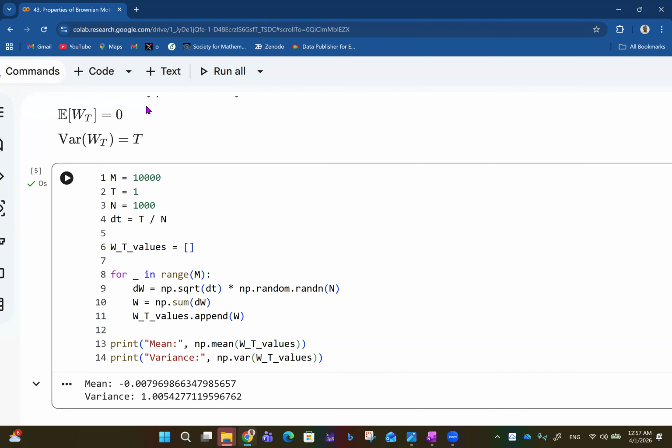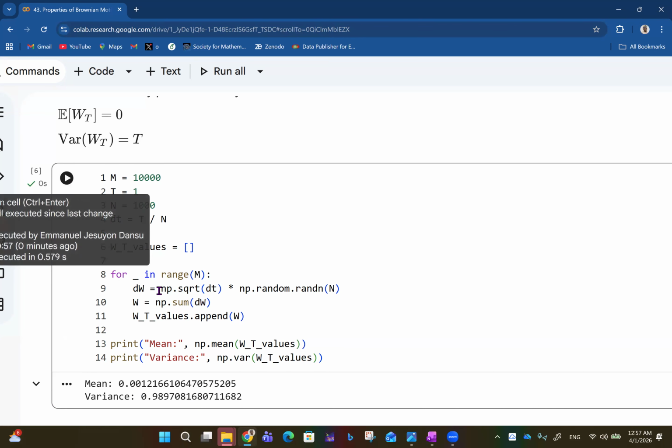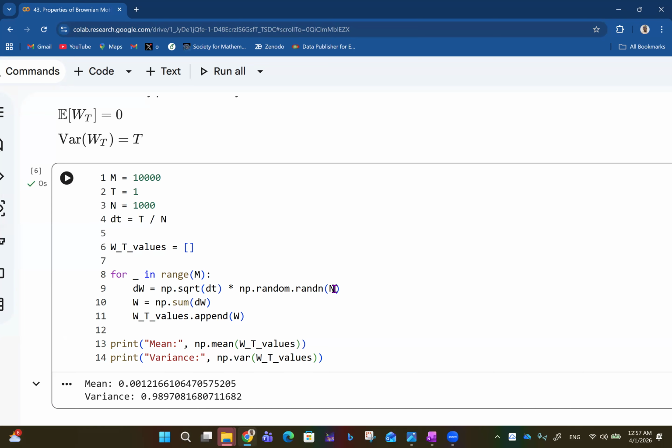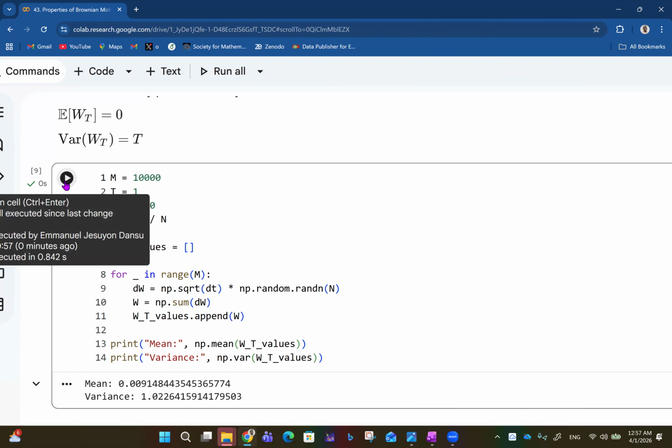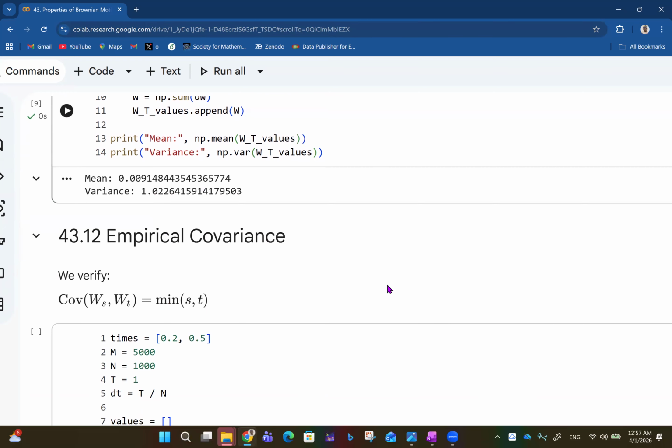And then for variance, here we take 10,000 steps. The time is one and n is 1,000. So we know mean is zero and time is always one. So we have n square root dt with all the randomness normally distributed. So mean is always hovering around zero and variance is hovering around one as expected because the time is one. Okay. So we move on from there and we talk about the empirical covariance.